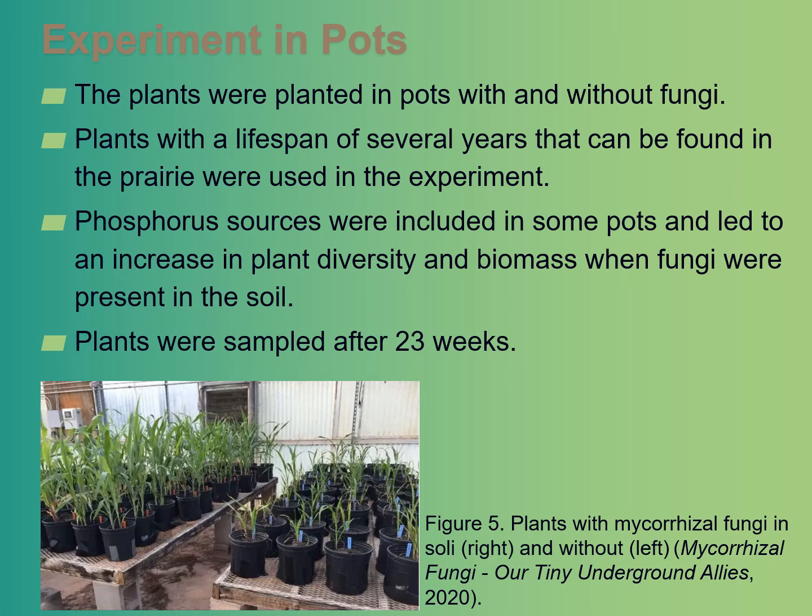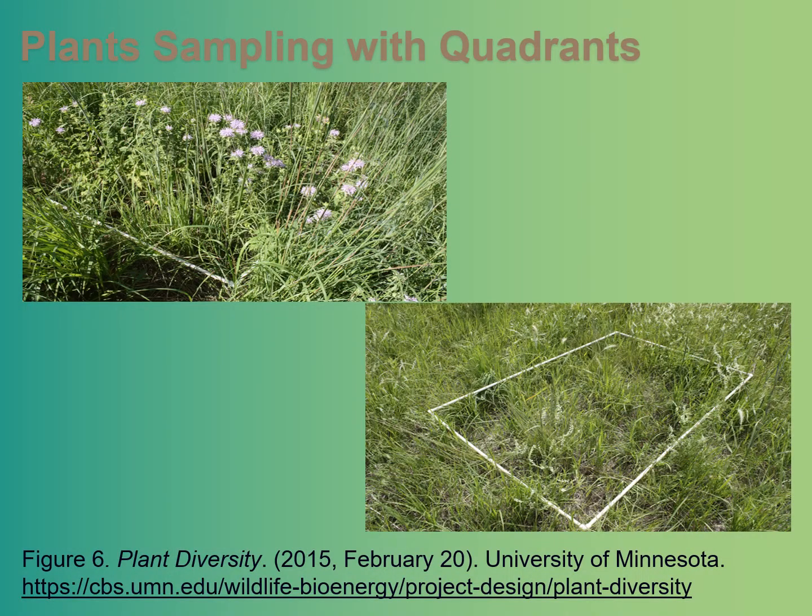Figure 5 here on the left shows plants in soil containing mycorrhizal fungi, and on the right side, plants in soil without fungi. The plants on the right side of the figure are larger and more lush compared to plants that grow in soil in which mycorrhizal fungi are not present. In these two images, we can see the squares used to sample the plants in the field. Plants that are within a square are collected and their species is determined. Also, their mass is counted and measured.